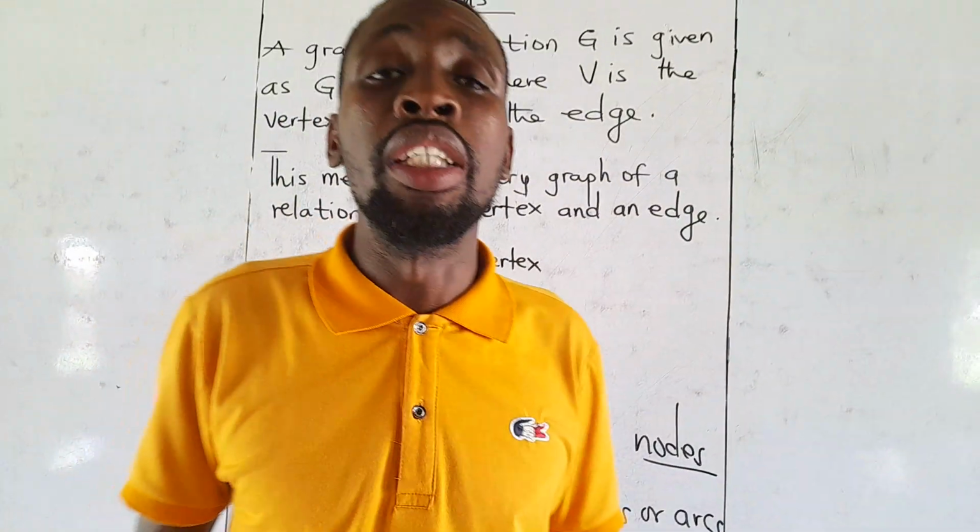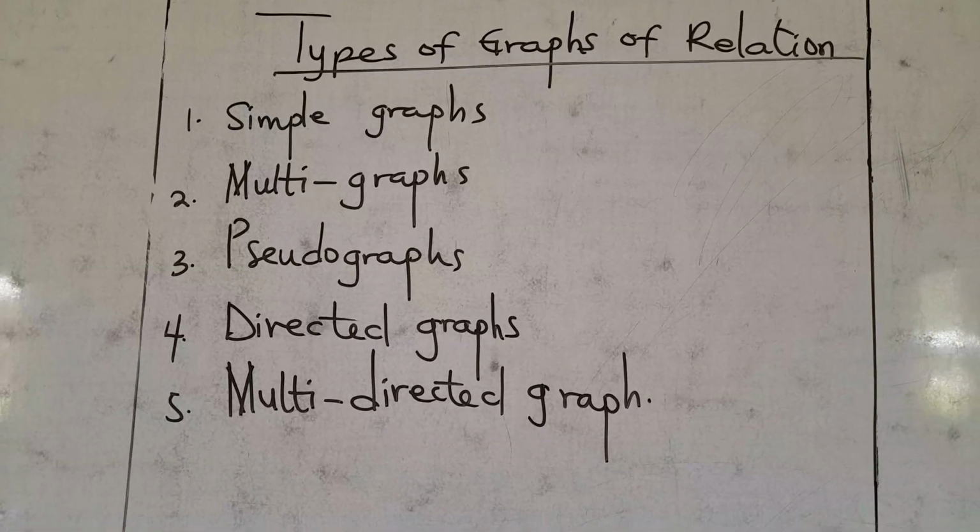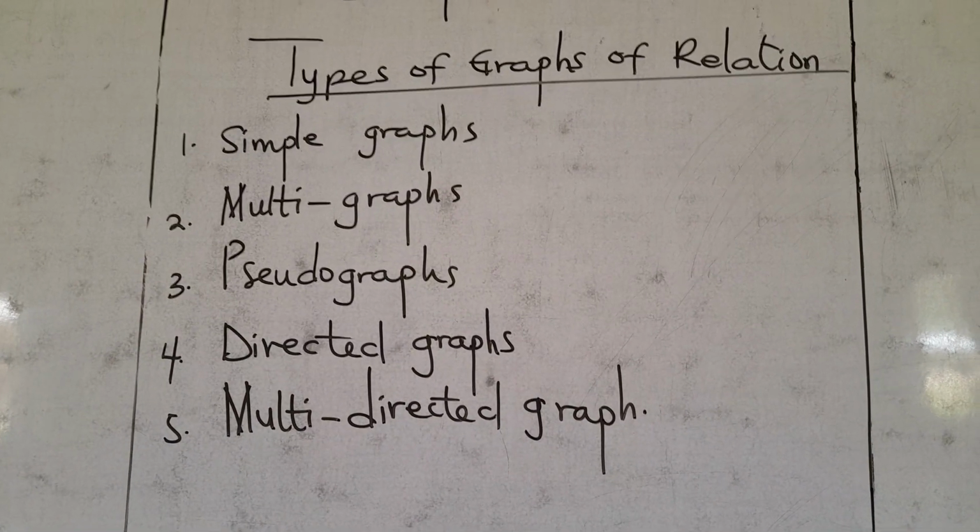So the next stop is the types of graphs that we have. So our next stop is the types of graph of a relation.